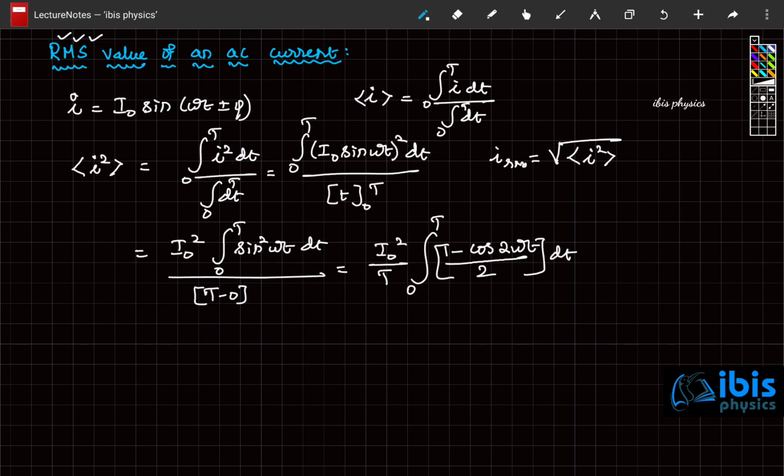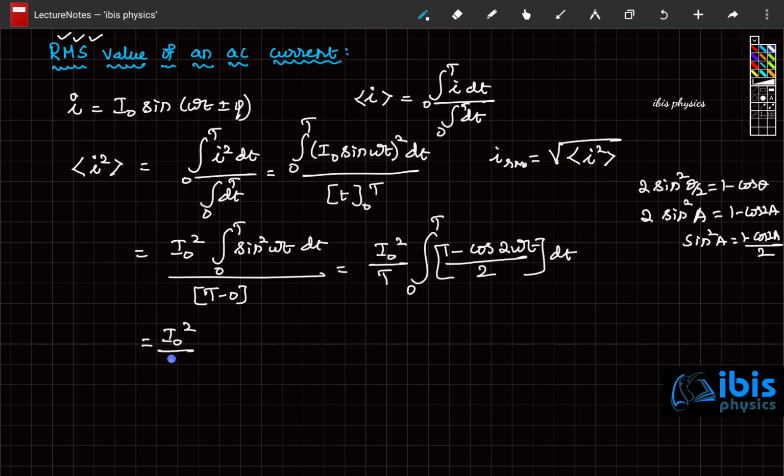Because we know that 2 sin square theta by 2 is equal to 1 minus cos theta. So substitute theta by 2 as a. If theta by 2 is a, then theta is 2a. So 2 sin square a equals 1 minus cos 2a, and sin square a equals (1 minus cos 2a) by 2. That's what we have substituted here.